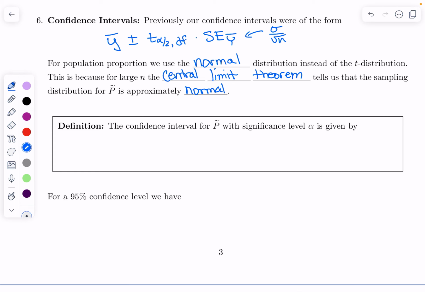So I'm going to define the confidence interval for p tilde. It's going to be p tilde plus or minus, instead of a t value, we're going to use z sub alpha over 2, times the square root of p tilde times 1 minus p tilde, divided by n plus z sub alpha over 2 squared.